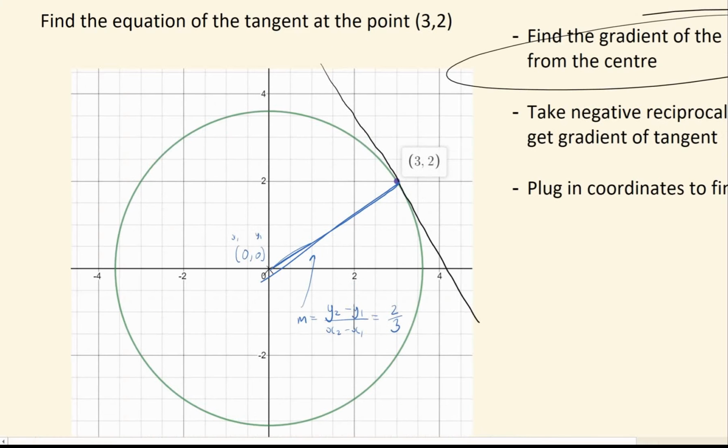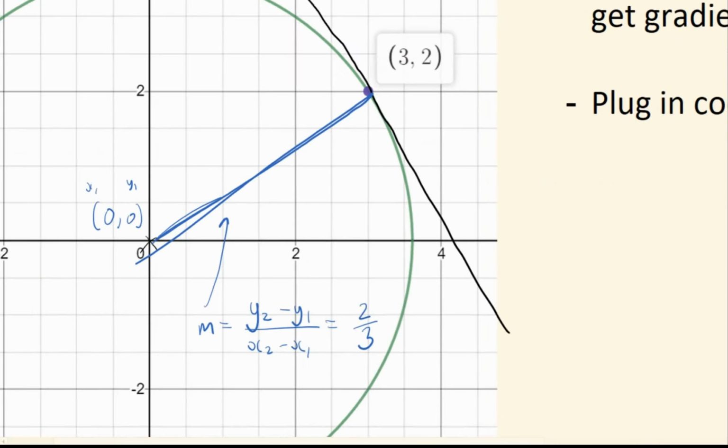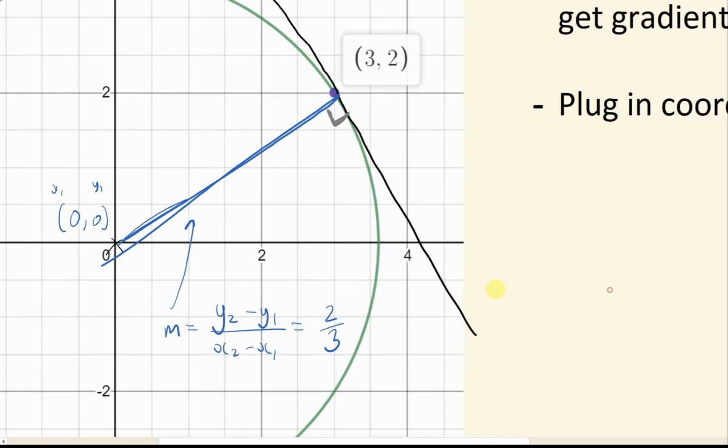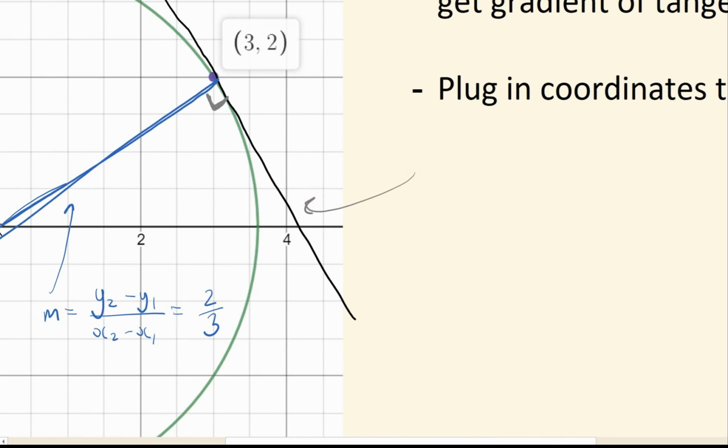Now, it's a fact that I'm not going to show right now, but you can prove quite straightforwardly, that any tangent is always perpendicular to a line straight from the centre. So because we can work out this gradient quite easily, we can now use that to work out this gradient. Taking a negative reciprocal, this gradient is going to be minus 3 over 2.